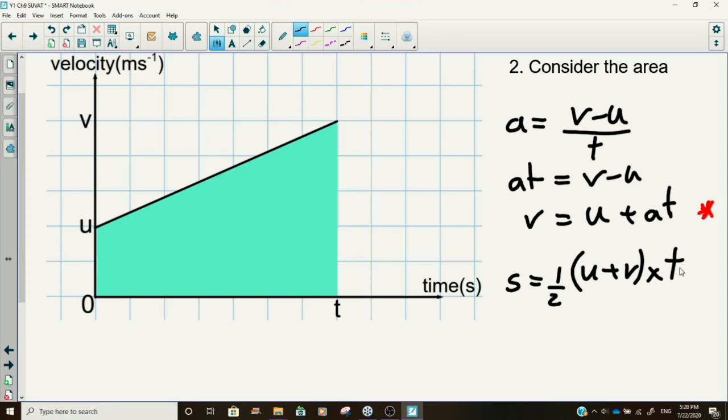Okay, and that is the second SUVAT equation that you need to remember, that you'll be using in the next few examples. Those two formulae are probably useful to just write down somewhere you can access them quickly, maybe on a separate sheet of paper so you can have them in front of you when you're answering some problems. Okay, let's do some examples.